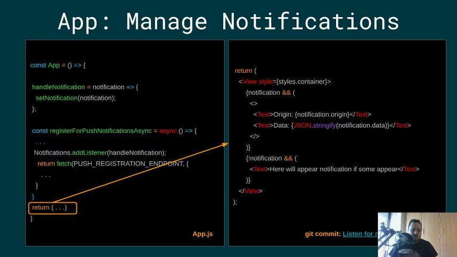So now, because every time a notification appears, we will have a notification object updated in the view. Now we can say if we don't have a notification, show the previous text, and if we have a notification, show its origin and its data. So that's what we would be showing.